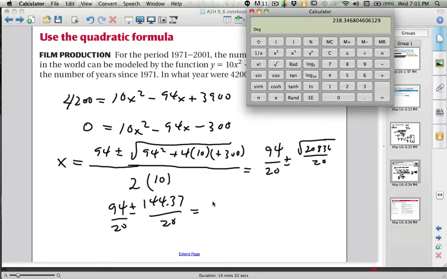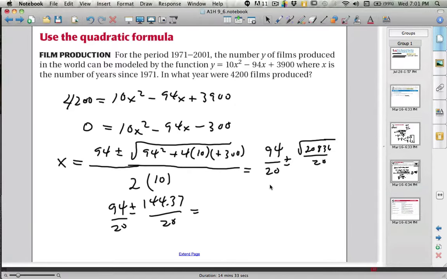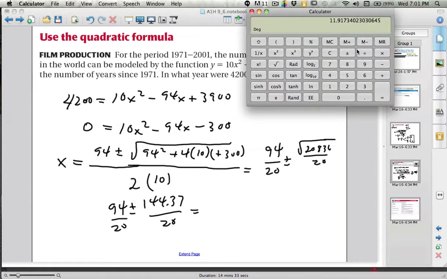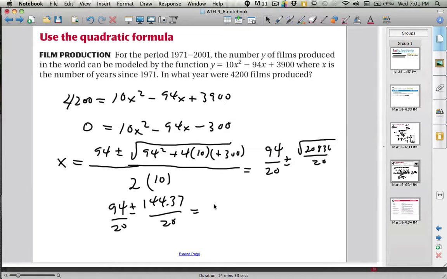And then divide it by 20. And it's basically 12 years, right? So we have 11.91. We're going to use 12 years for that. So it's approximately 12 years. Now to answer the question, 12 years from 1971, that would be 1983.